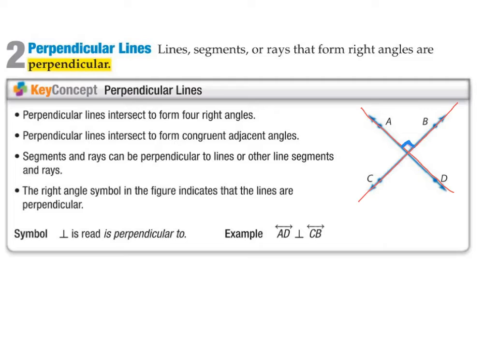Perpendicular lines intersect to form adjacent angles, meaning angles right next to each other. Segments and rays can be perpendicular to lines or other line segments, and the right angle symbol in the figure indicates that the lines are perpendicular. So the symbol in my example is the shorthand, the geometric way of writing line AD is perpendicular to line CB.